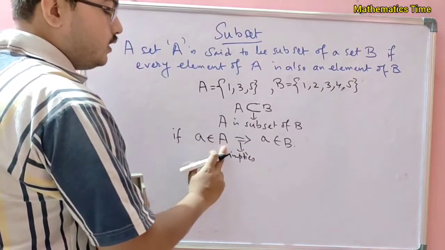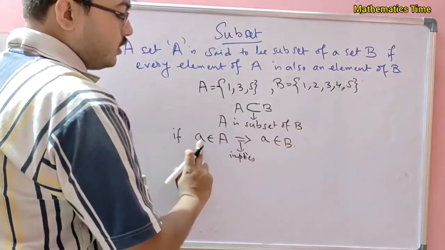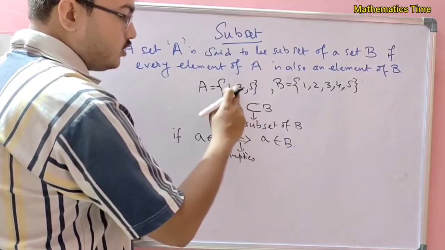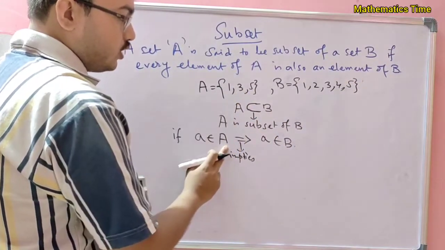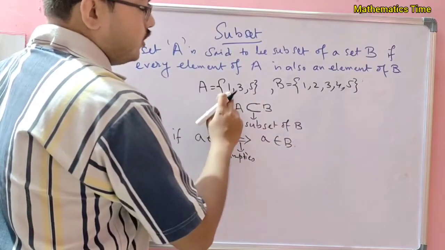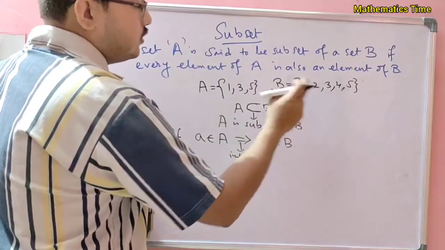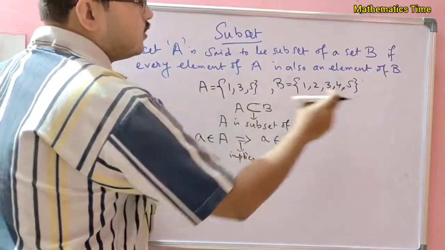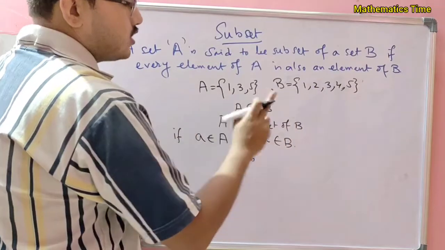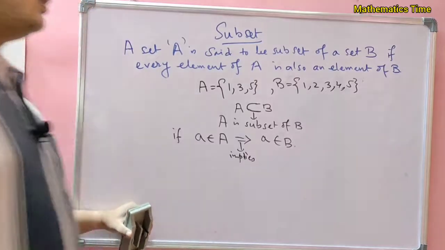If every element of A is also an element of B, if a belongs to A, any element in this set belonging to A, then that element must belong to B. If 1 is in A, 1 will be in B, 3 is in A, 3 will be in B, 5 is in A, 5 will be in B, must be in B because A is a subset of B. This is the concept of subset.